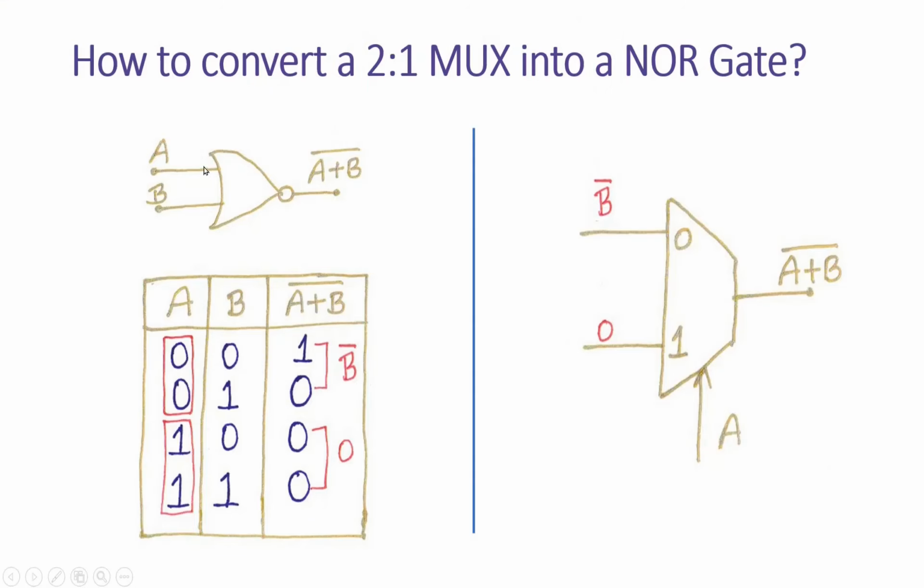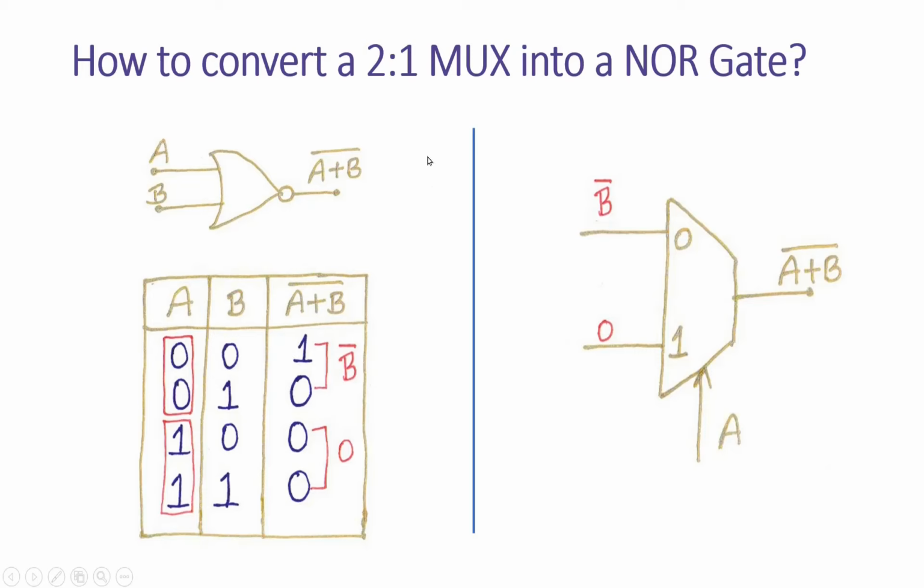It has two inputs A and B and the output is (A + B) bar. That means not of OR gate, and this is how a NOR gate works. This is the truth table of a NOR gate. When A and B both are 0, only in that case the output is 1. For all the other combinations, the output is always 0.